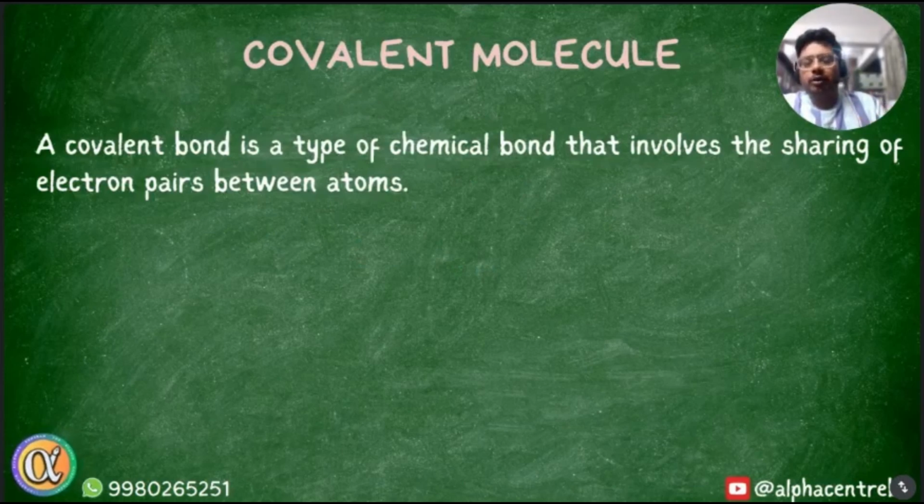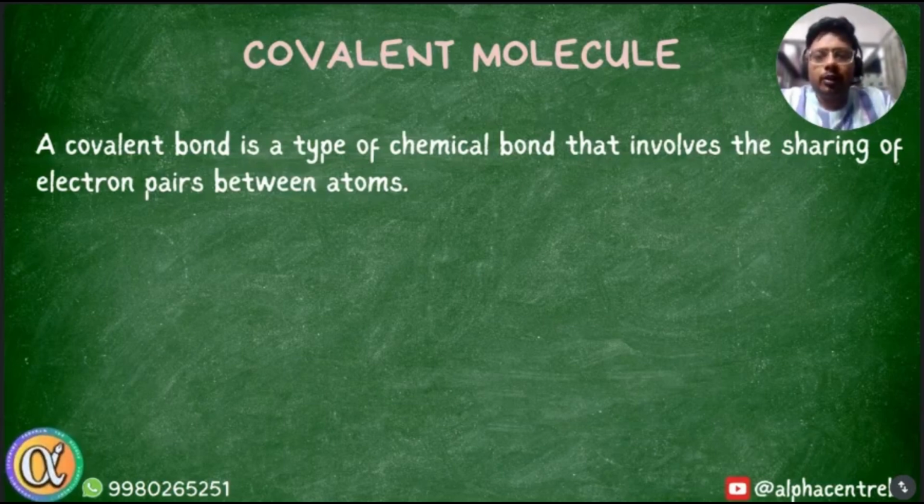Today we are going to talk about covalent compound molecules and we will see some examples of them. Okay, so let's continue. What is a covalent molecule? A covalent molecule is formed when elements share electrons. A covalent bond is a type of chemical bond that involves the sharing of an electron pair between them.